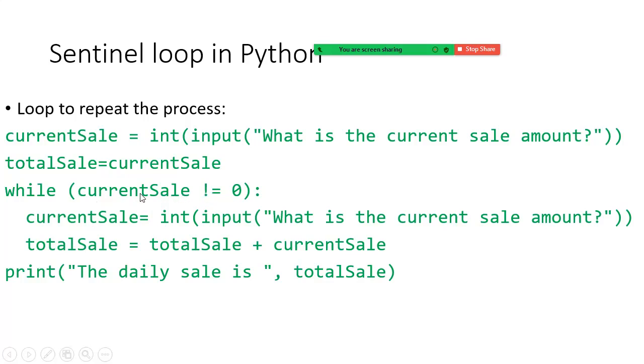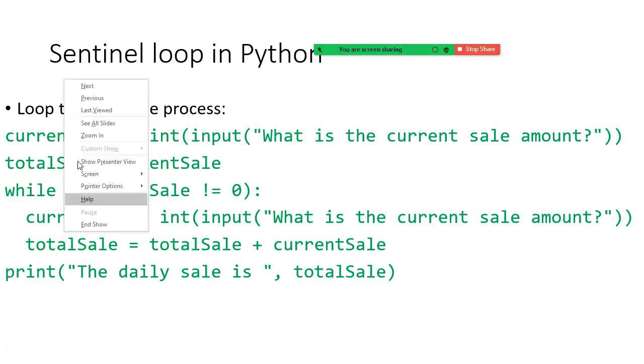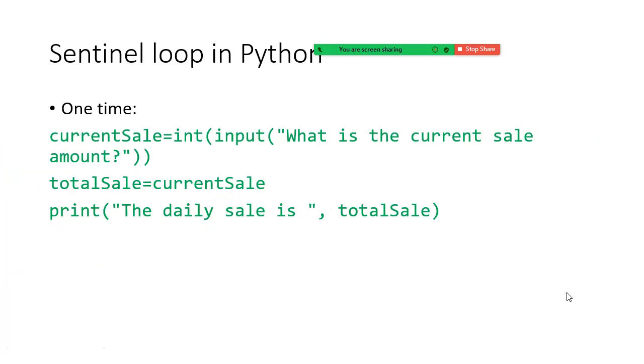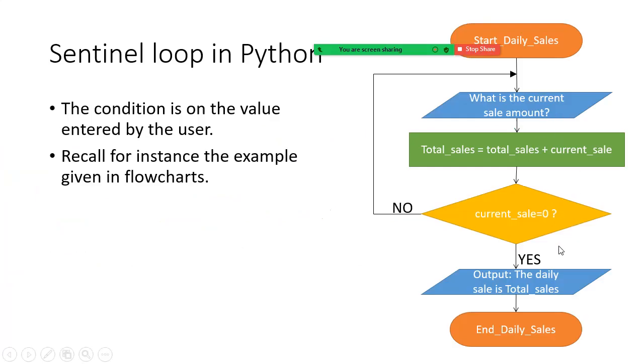So all that the user has to do to get out of this loop is enter the number 0, and then they'll get out of this loop. This is exactly the flow chart here translated into Python code.